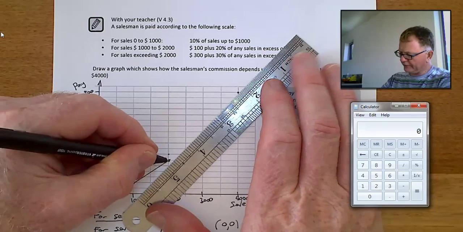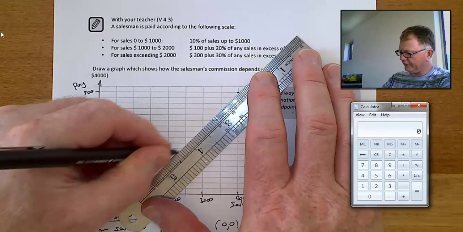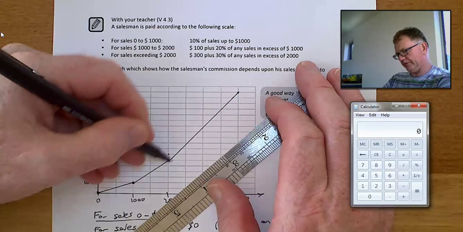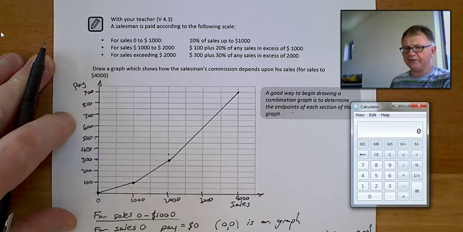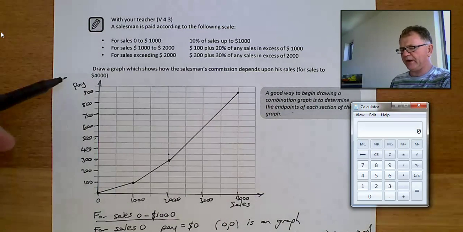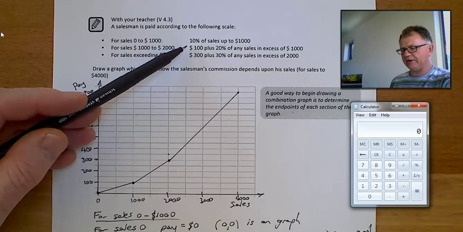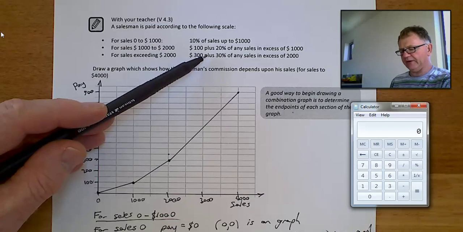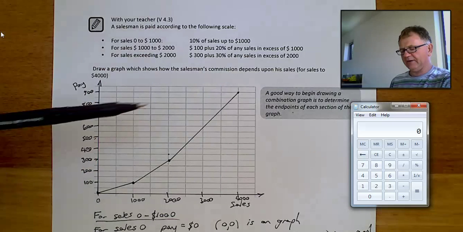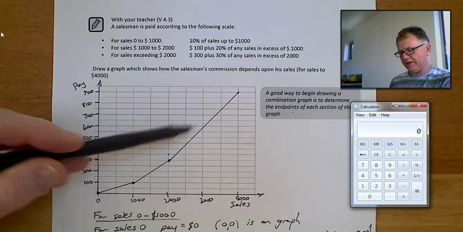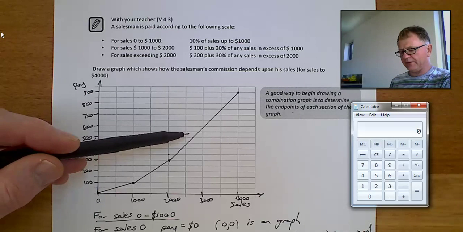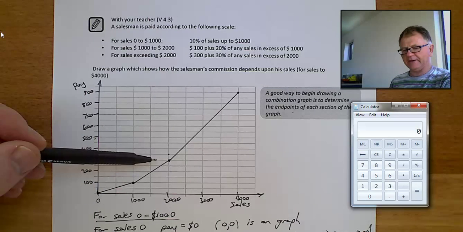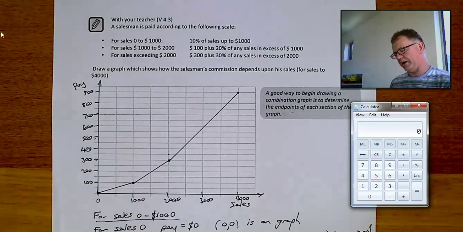Now notice the way the steepness of the graph goes up for each section. It just goes up in terms of steepness all the way. I'm not at all surprised about that because the pay rate was going up. To start off, he was getting paid 10% of his sales, then 20%, then 30%. Those commission rates correspond to the gradient of each section, and the gradient gets steeper as the rate goes up.